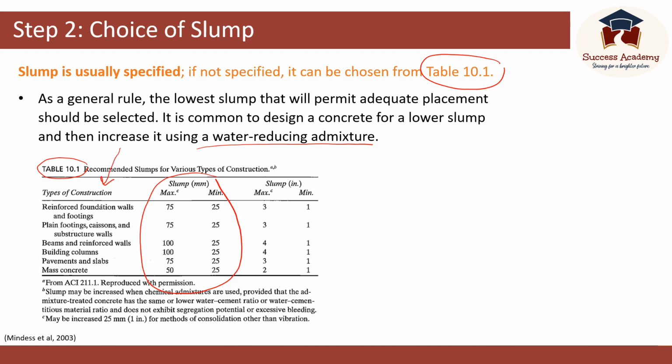For example, reinforced foundation walls and footings need a slump between 75 to 25 millimeters, plain footings 75 to 25 millimeters, beams and reinforced walls 100 to 25 millimeters, building columns 100 to 25 millimeters, pavement and slab 75 to 25, and mass concrete 50 to 25 millimeters.